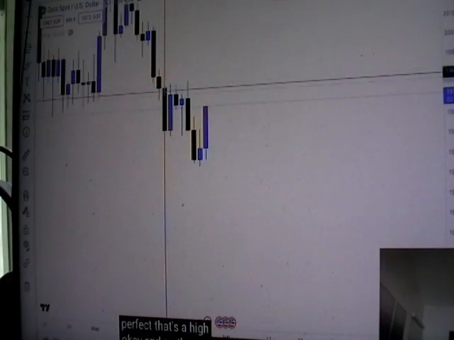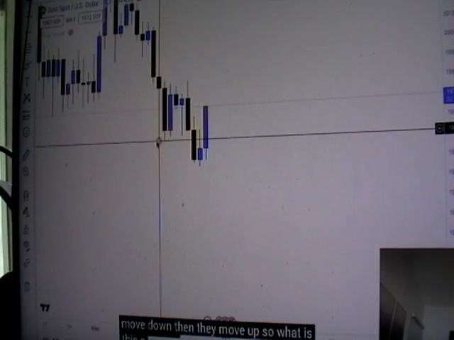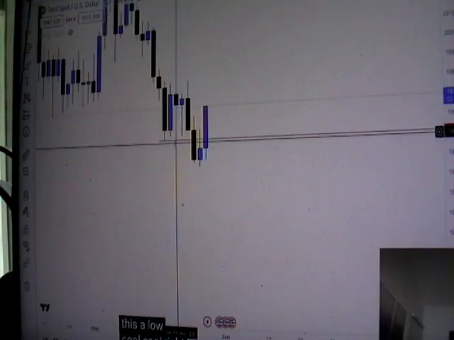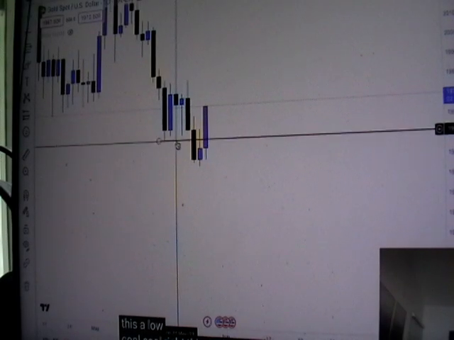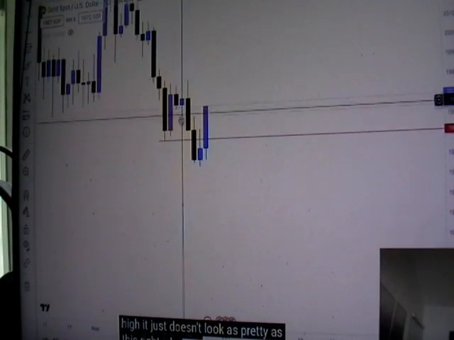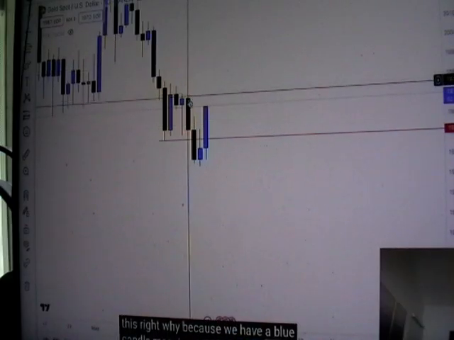And on the contrary, we have a move down, then a move up. So what is this? A low. Cool? Yes. Cool. This, again, is still a high. It just doesn't look as pretty as this. Why? Because we have a blue candle, meaning a move up, and then a move down.